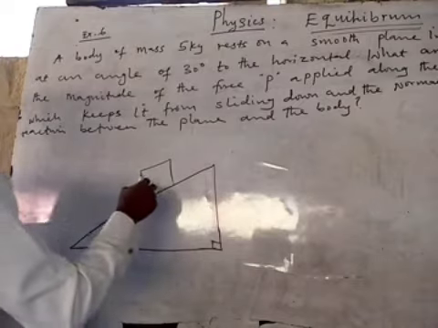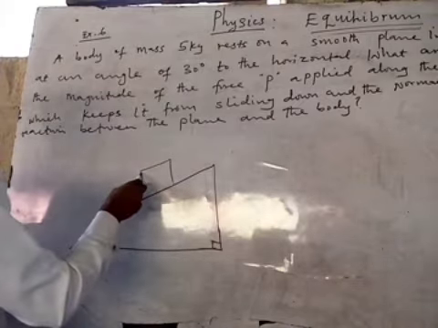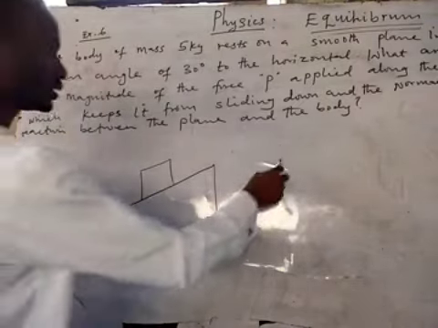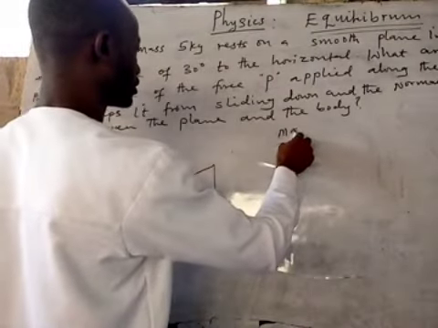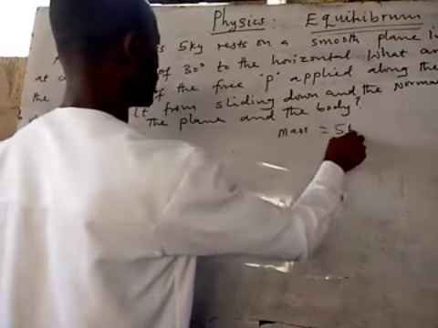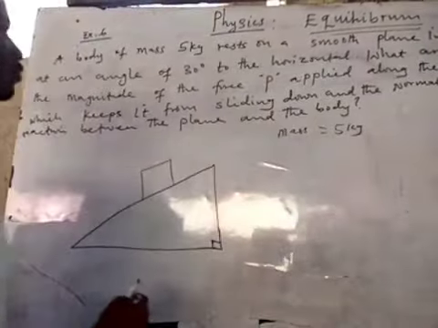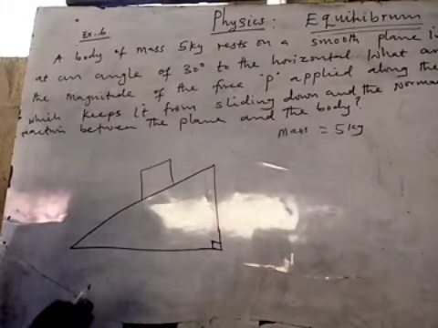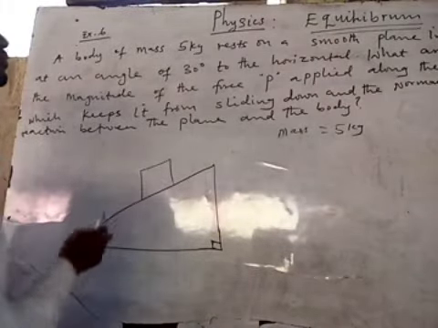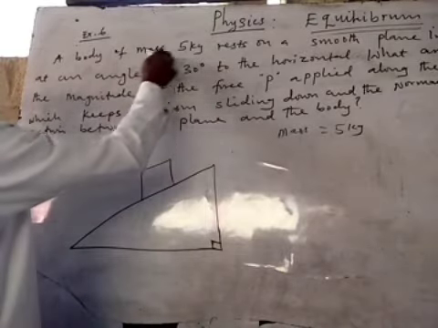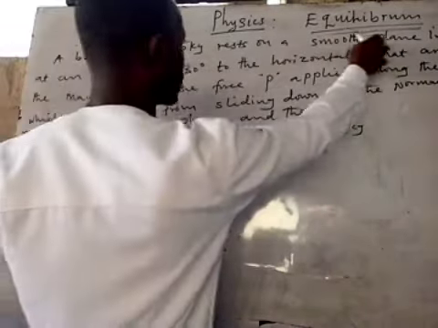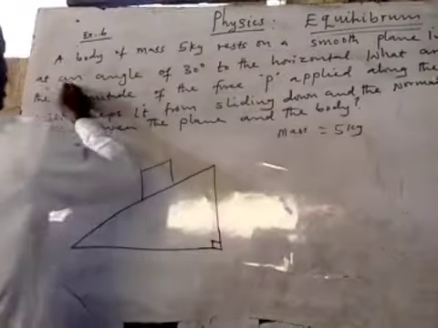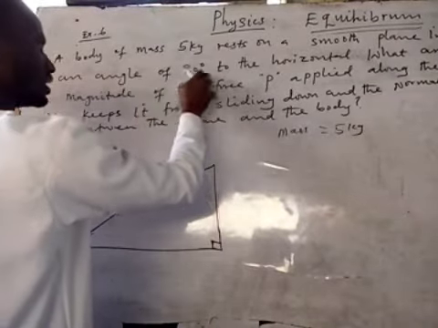and the body has mass. What is the mass of the body? The mass of the body was given as 5 kg. What again are we given? This body rests on this plane. A body of mass 5 kg rests on a smooth inclined plane at an angle of 30 degrees to the horizontal.